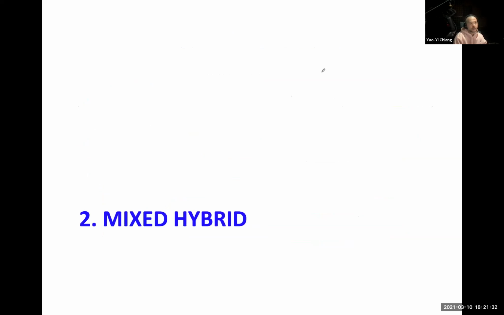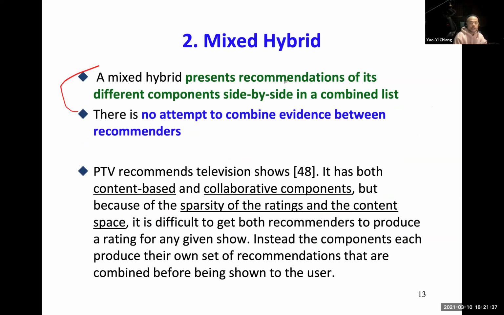The second one is called mixed hybrid. In the mixed hybrid, these are recommendations of different components, but they just put the recommendations side by side in a combined list. So there's no attempt to combine evidence between recommendation systems or different recommendation components, and there is no weighted score.